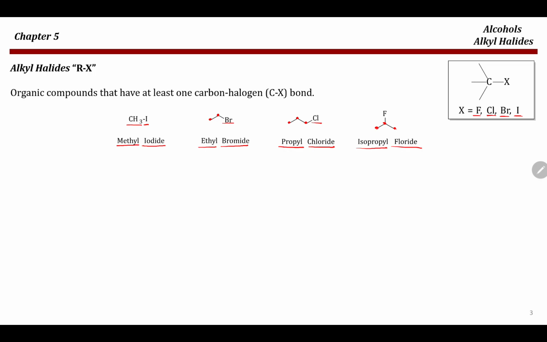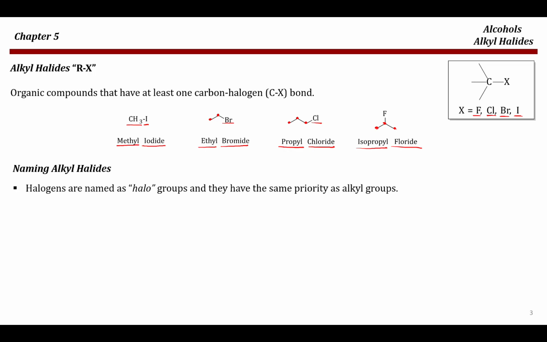However, this method is difficult to use if the structure of the alkyl halide is more complicated, and that's why we mainly use the IUPAC naming rules for naming alkyl halides. According to the IUPAC naming rules, the halogen will be named as a halo group. So for example, chloro, bromo, iodo, or fluoro, and then these usually are given the same priority as alkyl groups.